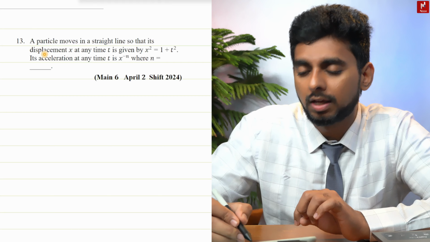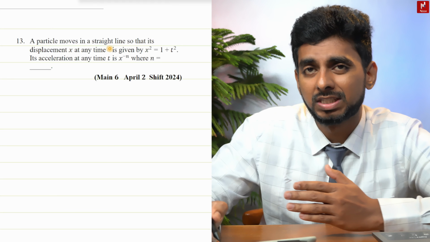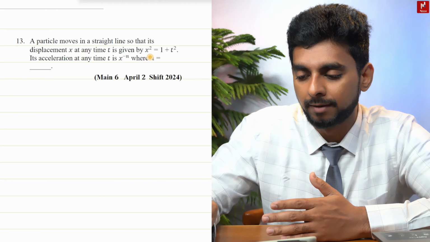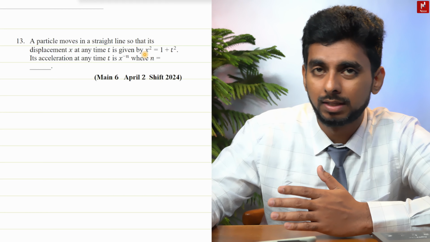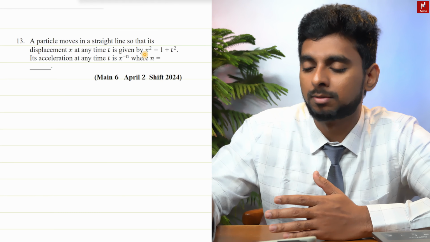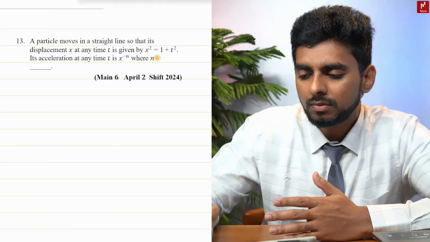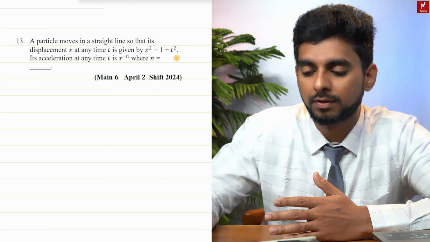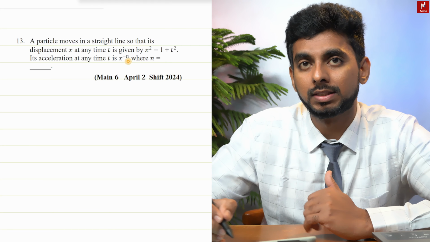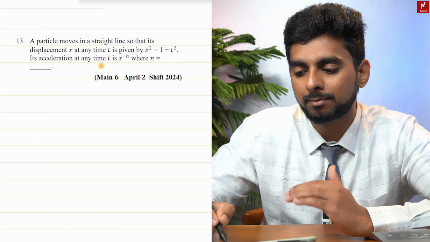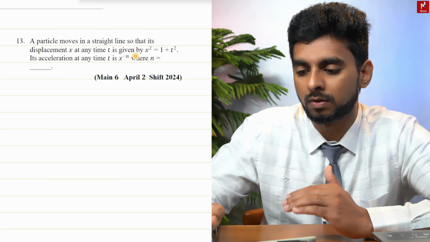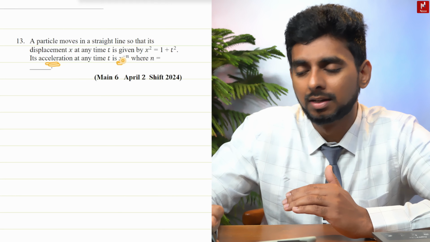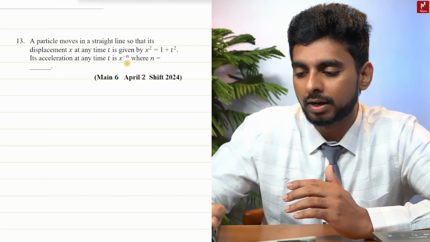Let me read the question. Here you've got a particle that moves in a straight line so that its displacement x at any time t is given by x squared equals 1 plus t squared. So it is a particle moving along a straight line, one dimensional motion, and they have given you the equation. What they are asking us to find is its acceleration at any time t, which is x power minus n. So I have to get the relation between the acceleration and x to the power something, where n is.